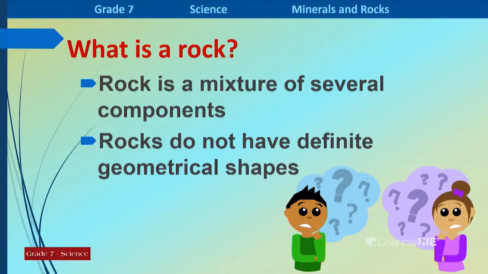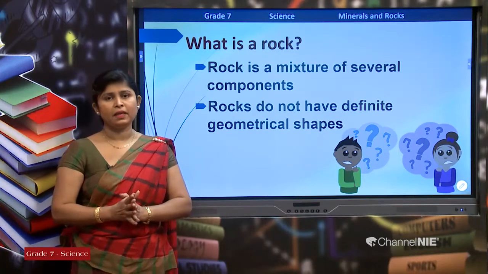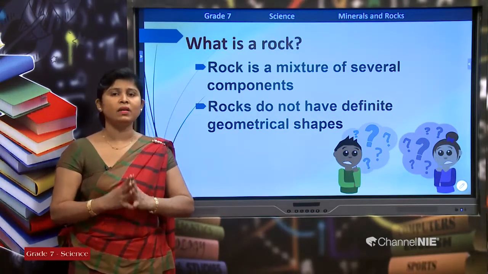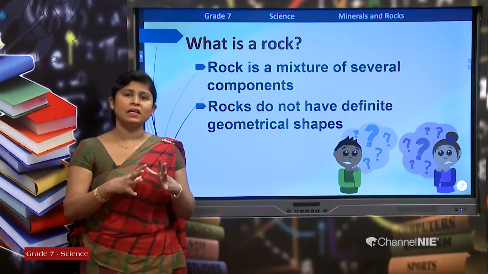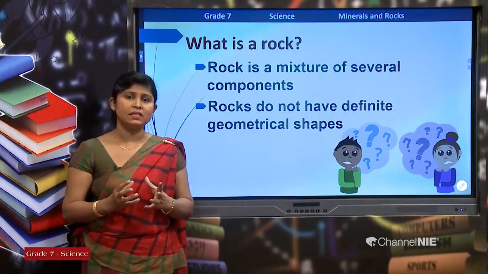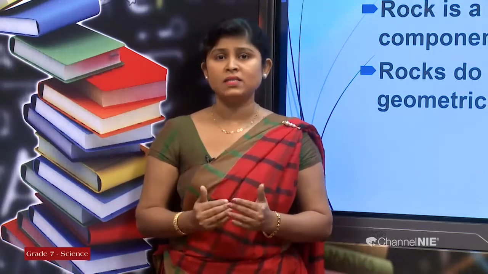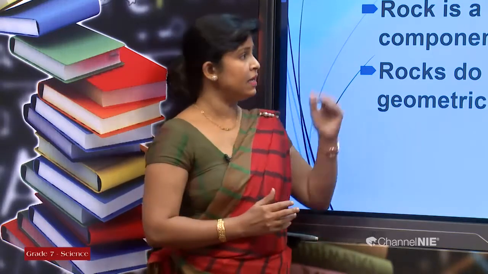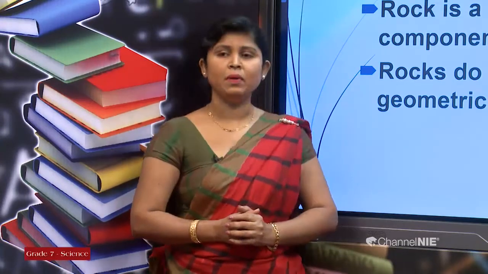Look at the points once again, I will explain to you. Rock is a mixture of several components. When I explained about minerals, I said that a mineral is not a mixture; it consists of only one component. But a rock is a mixture. It consists of different substances. It is a mixture, right? Rocks do not have definite geometrical shapes.